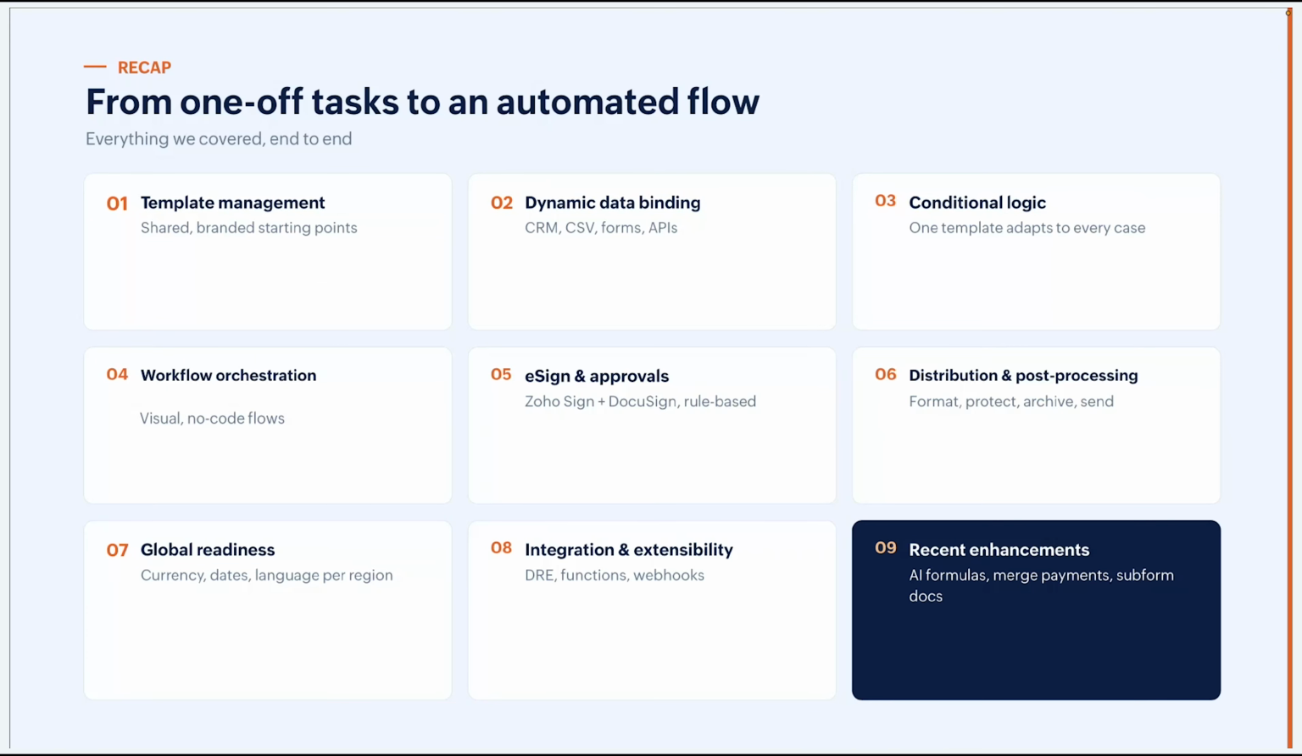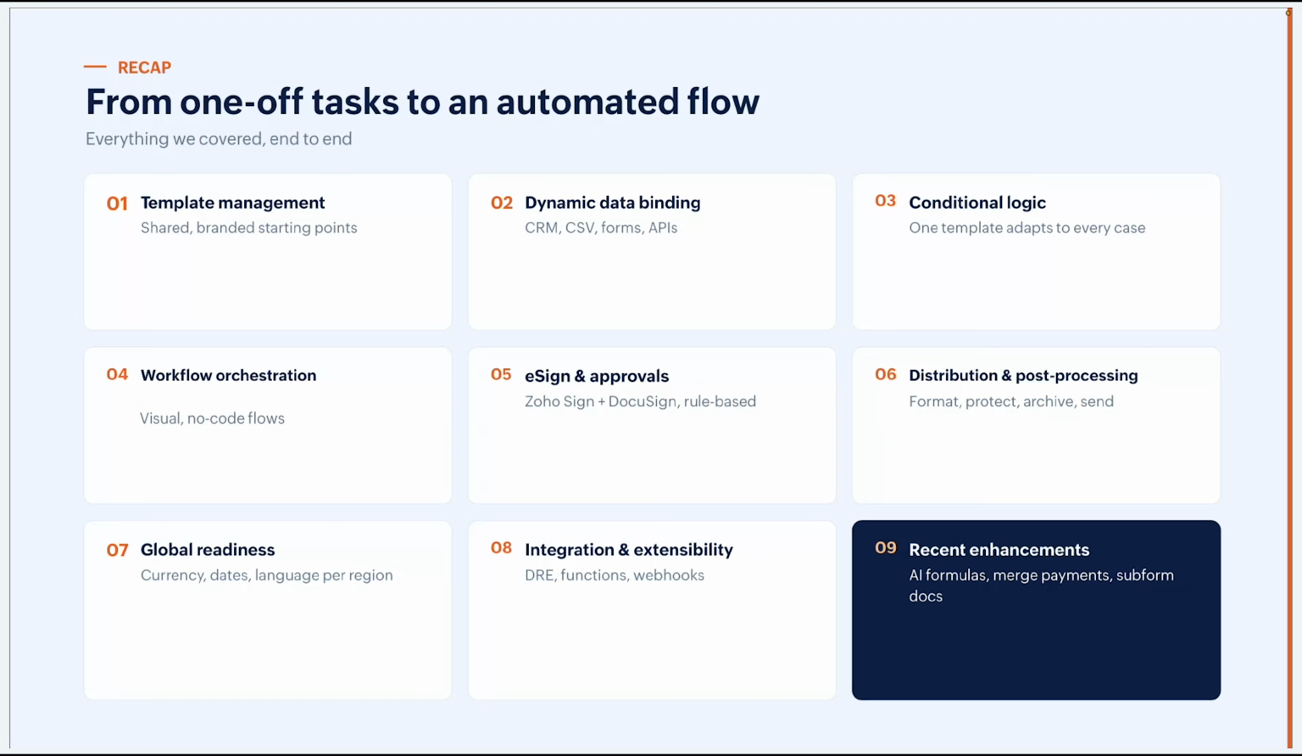We started with template management, making sure your documents don't start from scratch or from random old files. Then we layered on dynamic data binding, so templates pull clean, structured data from CRM, CSVs, forms, and custom sources. And on top of that, we added smart document assembly and conditional logic. So one template can adapt to different deal sizes, geographies, and customer types.